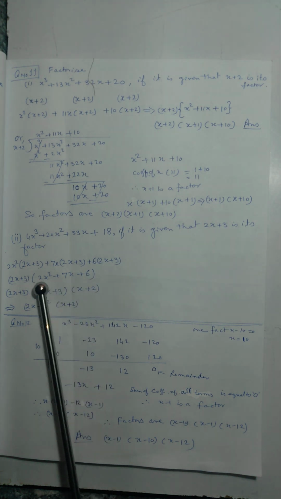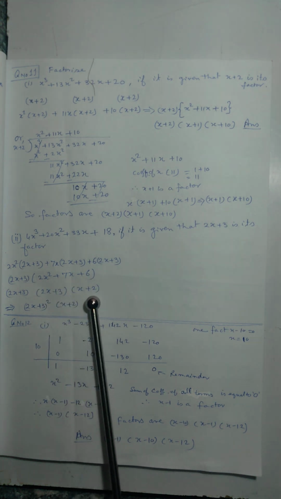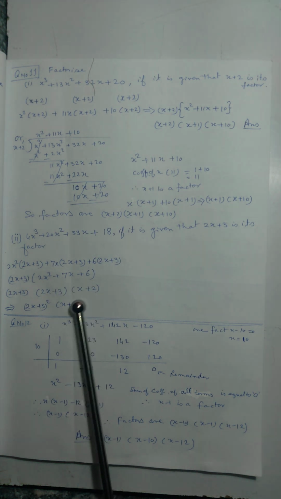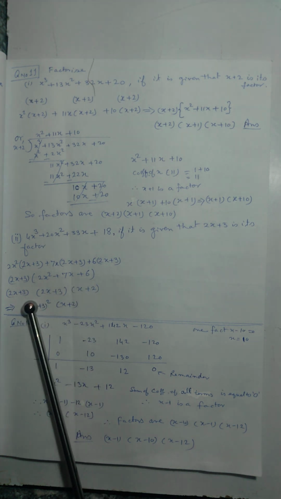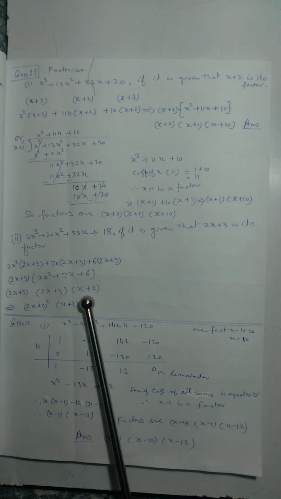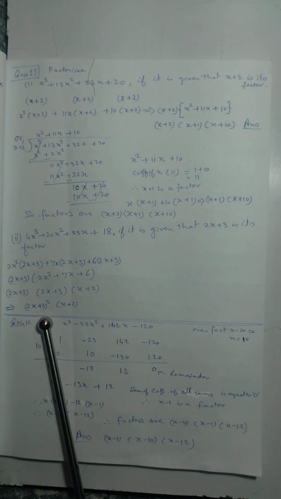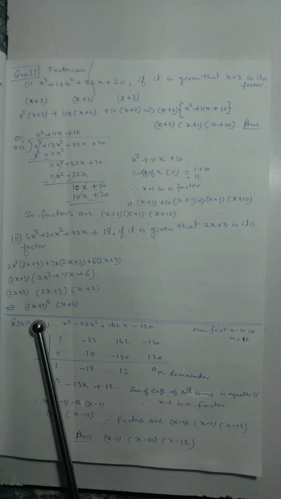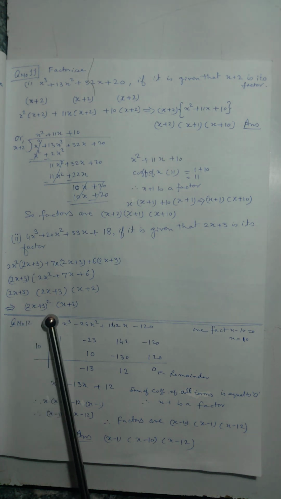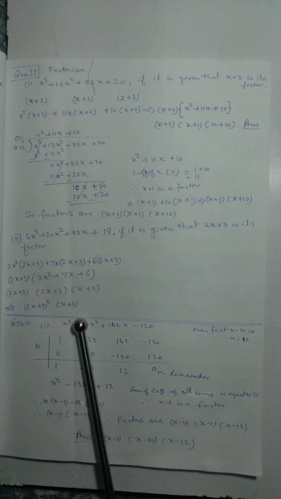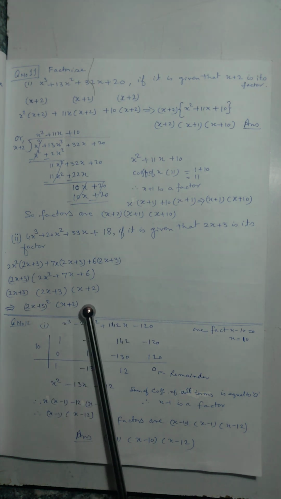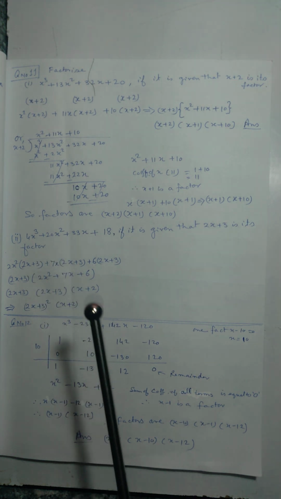Now 3 into 2, you will get 6. So these two are the factors of the quadratic equation. So you have got 2x plus 3, 2x plus 3 into x plus 2. So 2x plus 3 two times, hence it can be written like this, (2x plus 3) whole square into (x plus 2). These are the factors of the second part of question number 11.